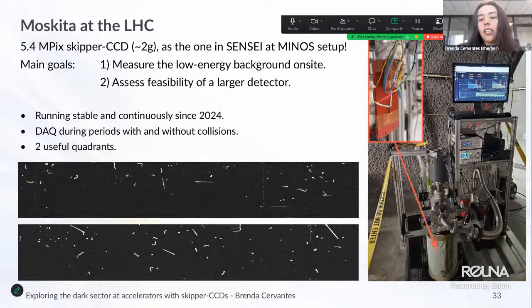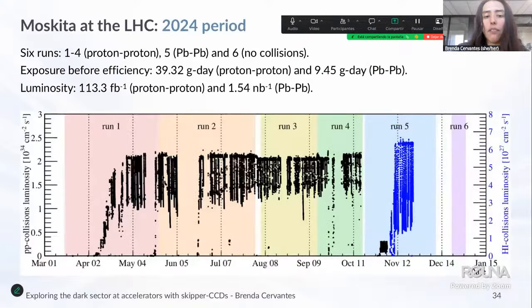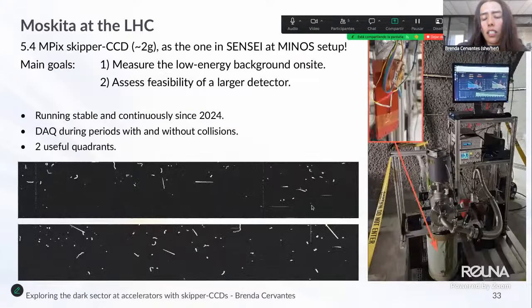We have that data in periods with and without collisions, so that we can compare the event rates in those periods. We are using only half of the CCD, 2 useful quadrants, because this was a non-science grade CCD, so half of it is broken, but we still have very good images. These are real data from that site.